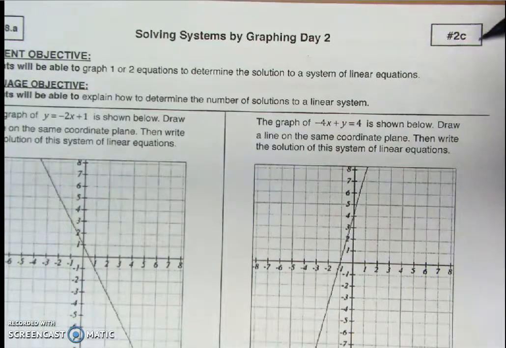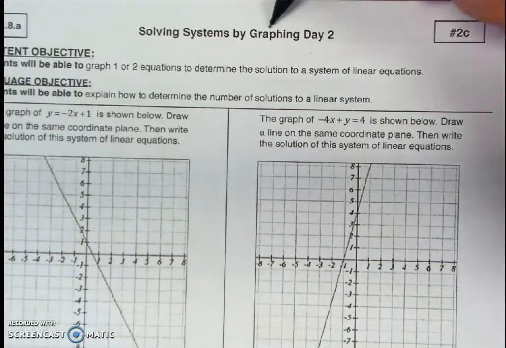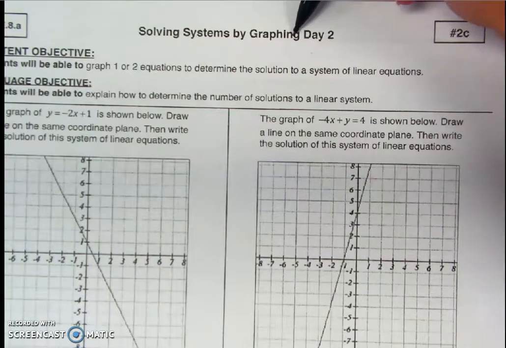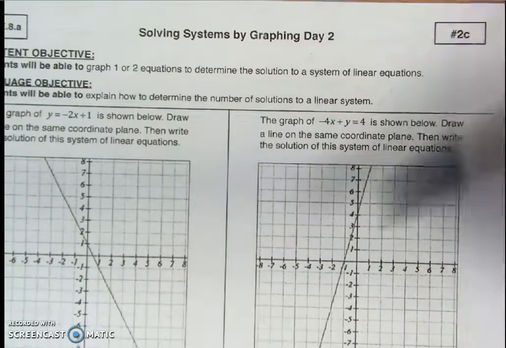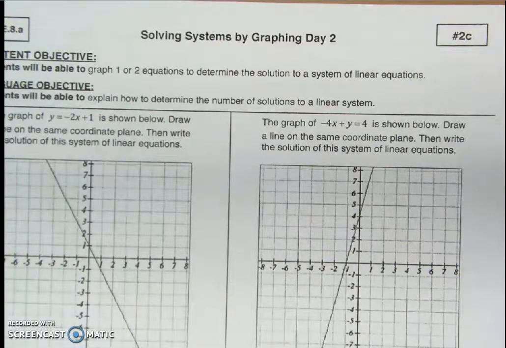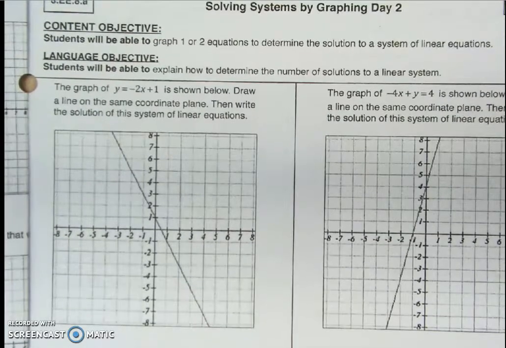Hello, so here we are with the second lesson. Today you'll be solving systems by graphing things yourself. Yesterday we kind of saw what it looked like when it was already graphed. Today you're going to have to graph things yourself. Let's start with this very first one.